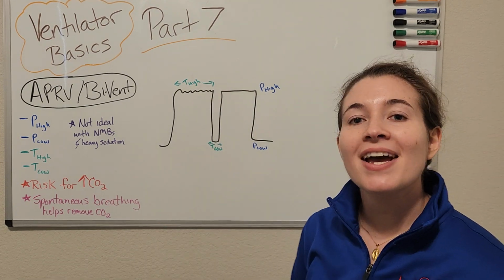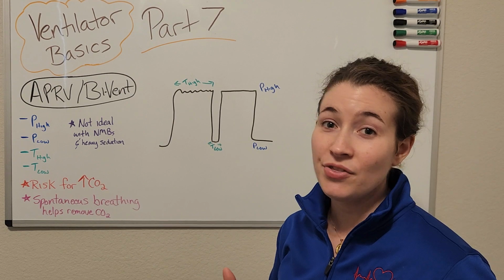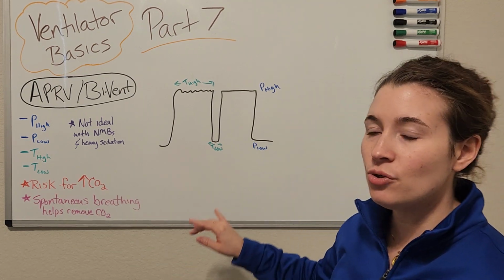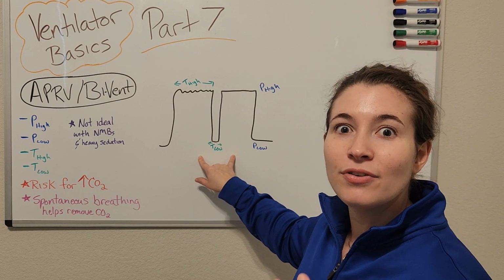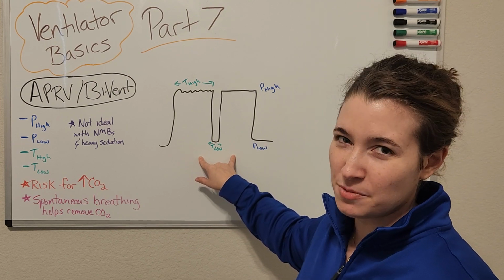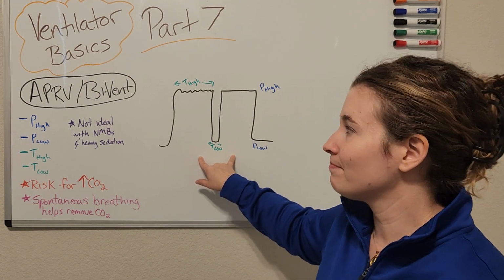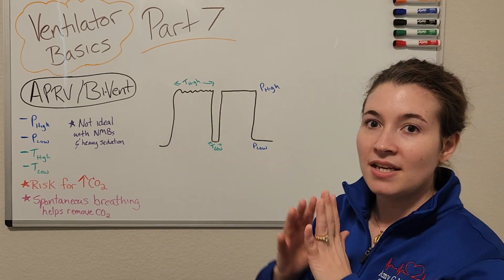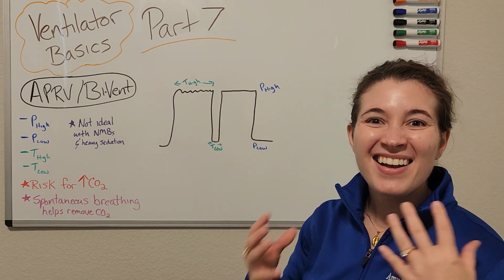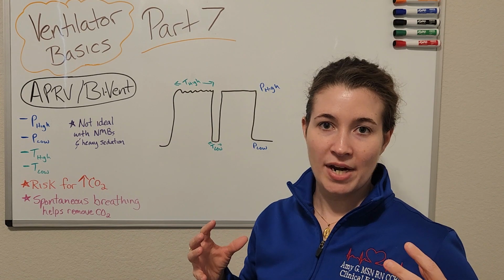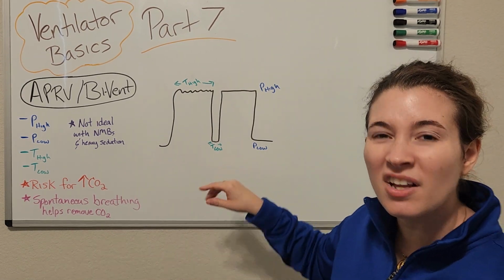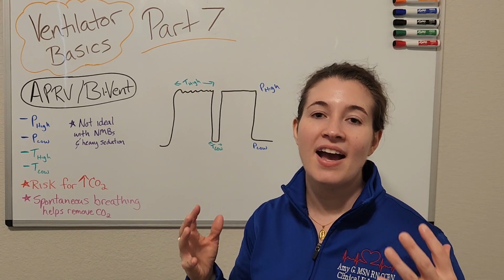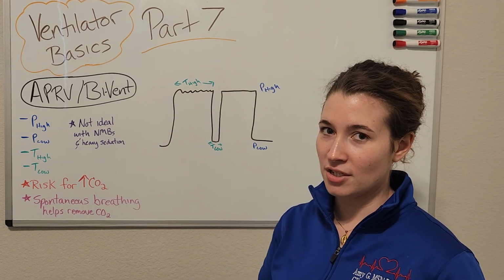Now there's no set respiratory rate in this mode of ventilation, but as you can see here, these 4 settings kind of make up a respiratory rate of some sorts. The time high and the pressure high kind of signify an inspiration for the patient, whereas the time low and the pressure low kind of signify an exhalation phase for the patient.